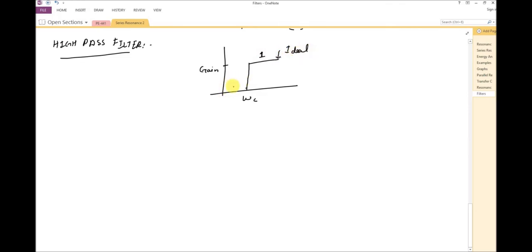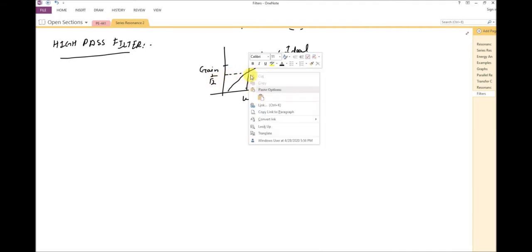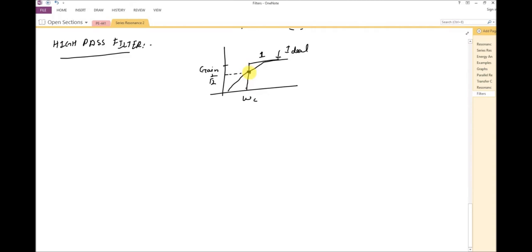and if I have to draw the real characteristic, this will be something like that. We have 1 over under root 2 times gain value at the cutoff frequency. So this is the point where the realistic curve actually crosses the ideal characteristic.